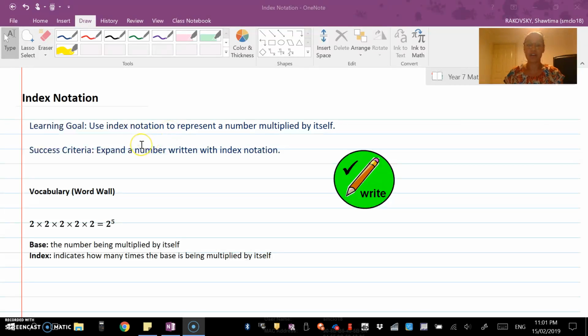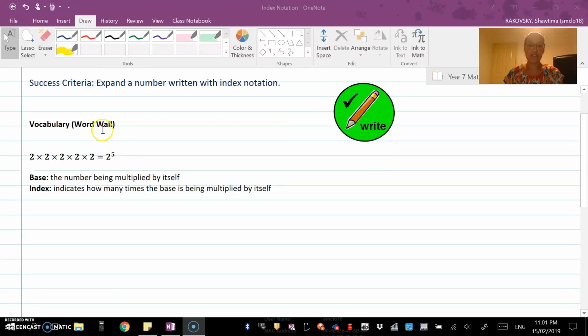And then the success criteria: you're going to expand a number written with index notation. Alright, so just some vocabulary to start us off with. When we have a number, say 2 times 2 times 2 times 2 times 2, instead of having to say that, and because the more times you repeat something, the more likely you are to mess it up, we can actually use this shorthand here, and that is 2 to the power of 5.